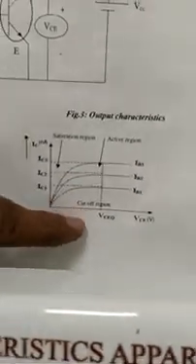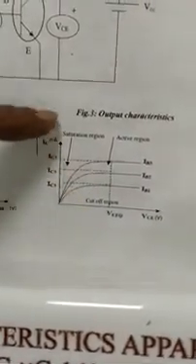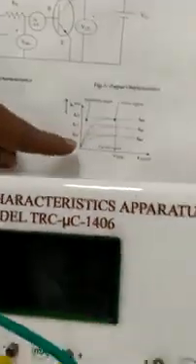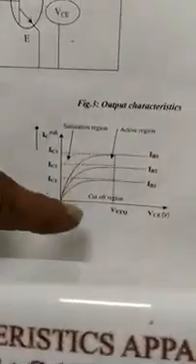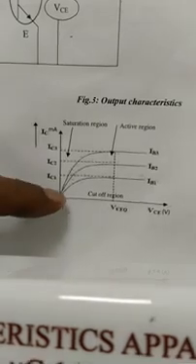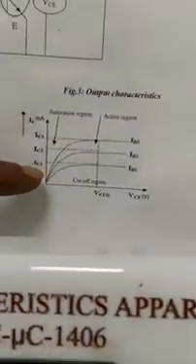Then you will take VC values by varying the VC output voltage. Then you will get the output current IC. Then we can plot the graph, taking IC on the y-axis and VC on the x-axis. You will get the nature of the graph. This is the nature of the graph. So what do you observe in the nature of the graph?